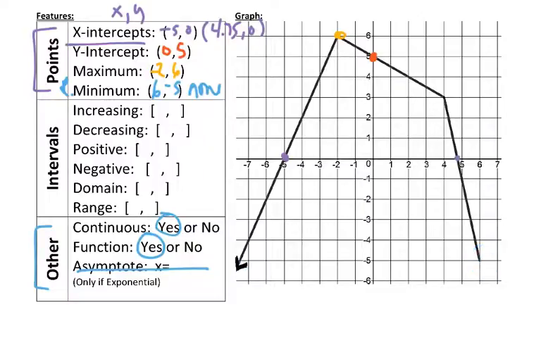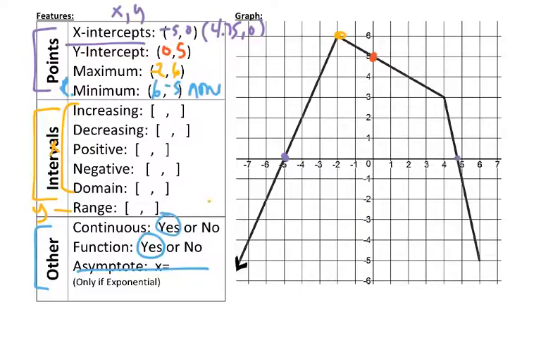Alright? Okay, now let's take a look at these intervals. Remember, intervals deal with one variable, range deals with y, the rest are going to use the x's. Just like on a football field, that yardage line, we don't care how high or low, we're just looking at the yardage line.